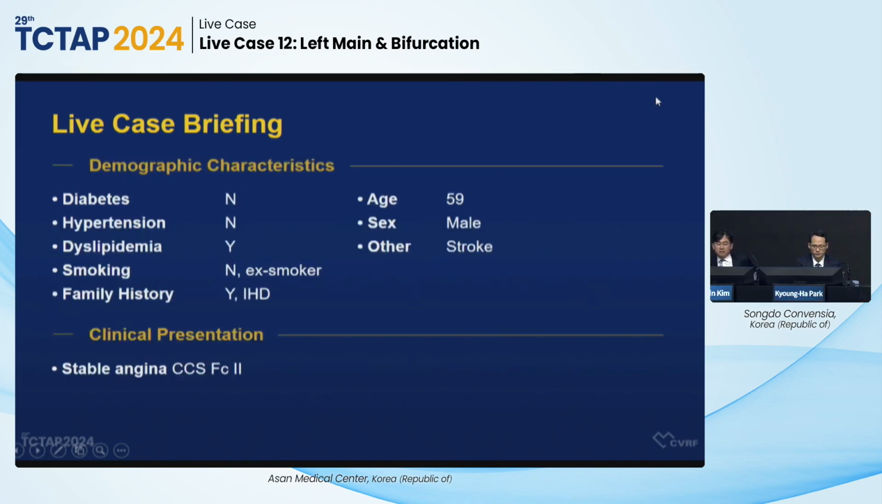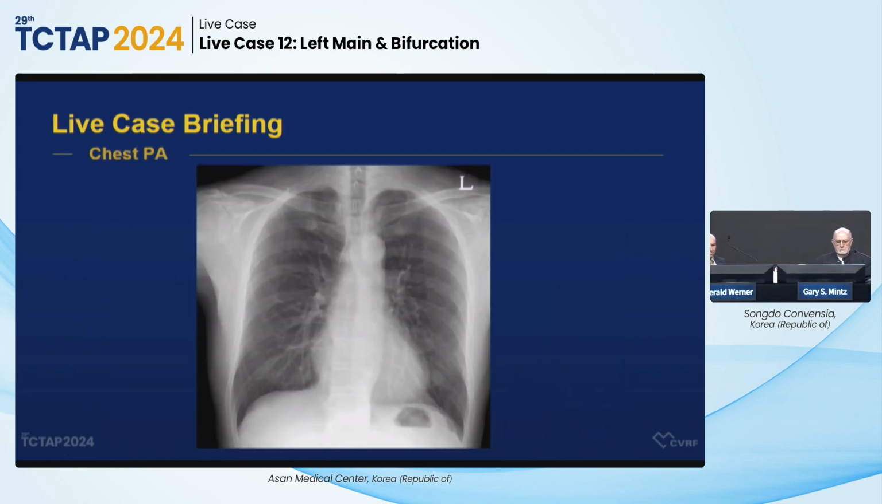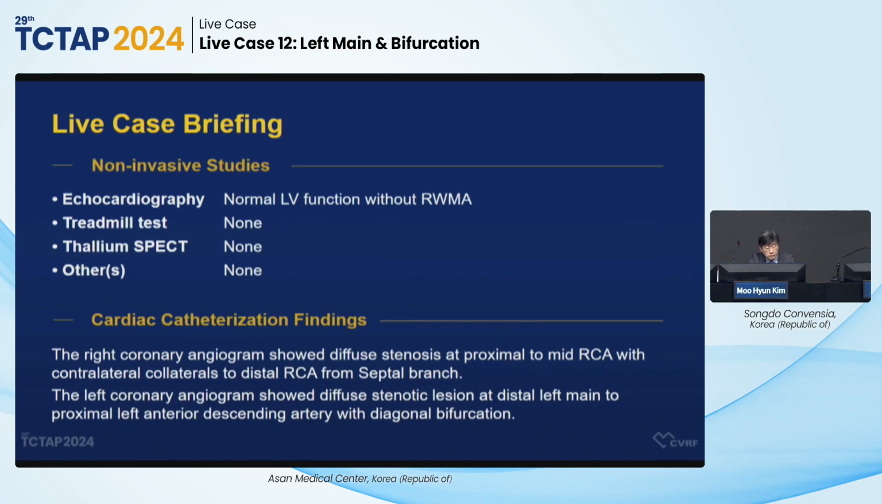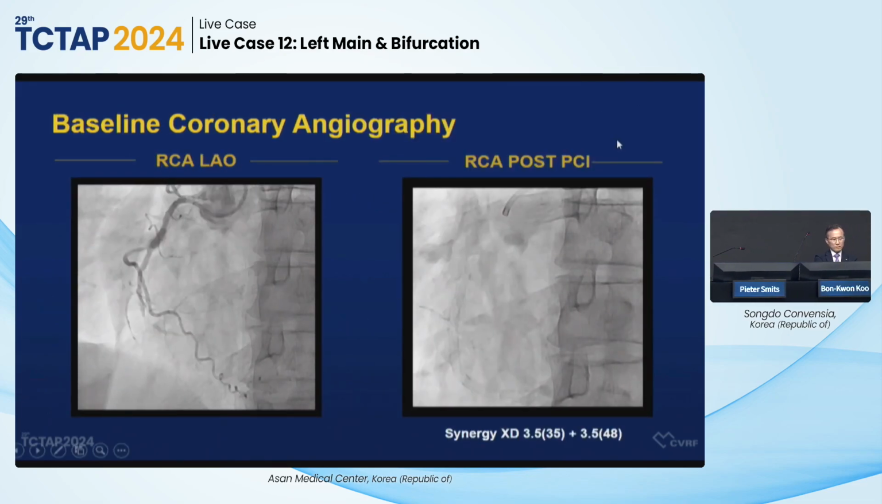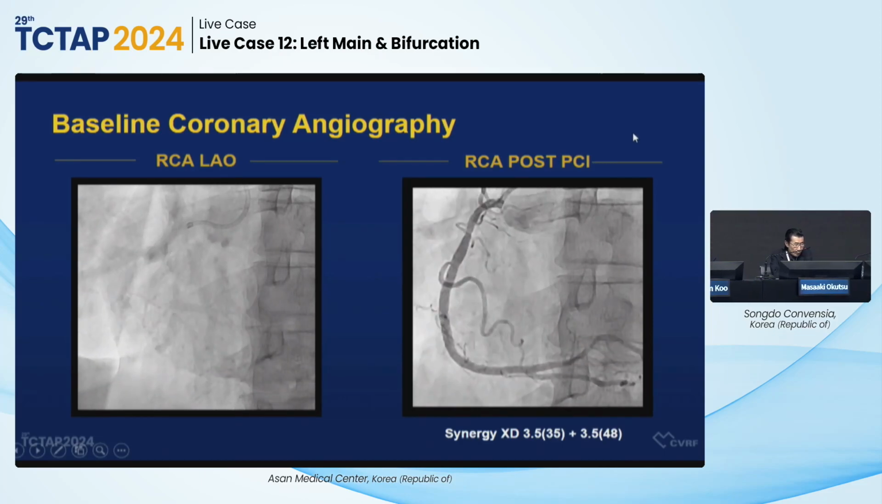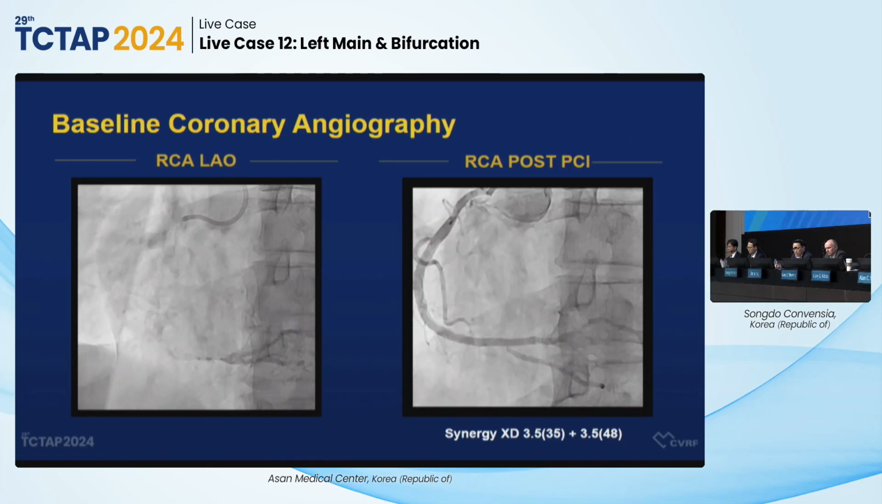Next. His medical history is dyslipidemia and stroke, and his clinical presentation is stable angina. Next. ECG showed no significant ST-T change. Next. Chest X-ray showed no pathologic finding. Next. Echocardiography showed normal LV function without regional wall motion abnormality. Next. Baseline RCA showed diffuse stenosis in proximal to mid RCA, so we put in a Synergy stent, 3.5 diameter.